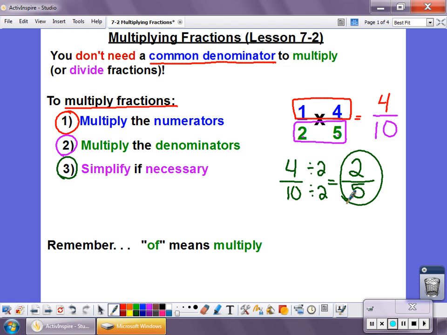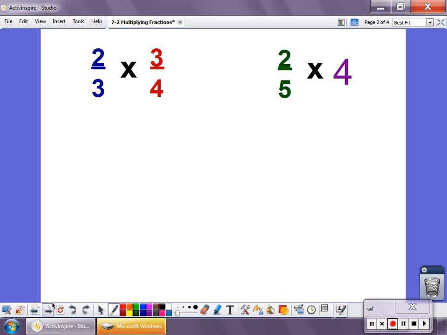Remember, if you're talking about word problems, if you see the word "of", it means to multiply. So what is 1/2 of 4/5? What that really means is you're going to do 1/2 times 4/5. All right, let's do a couple other problems.